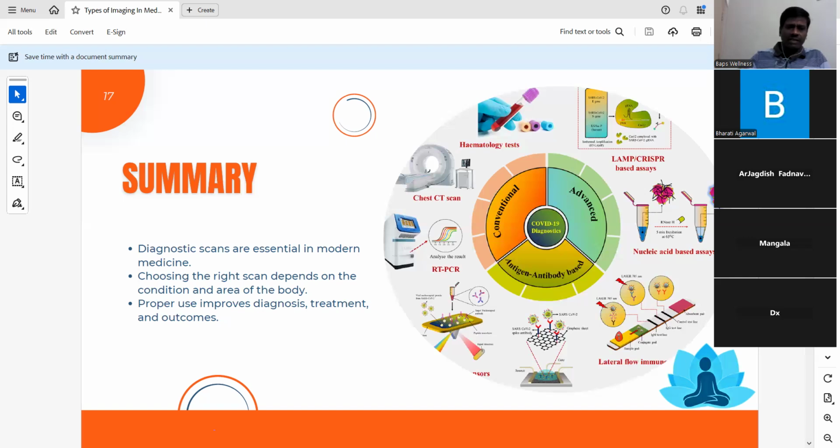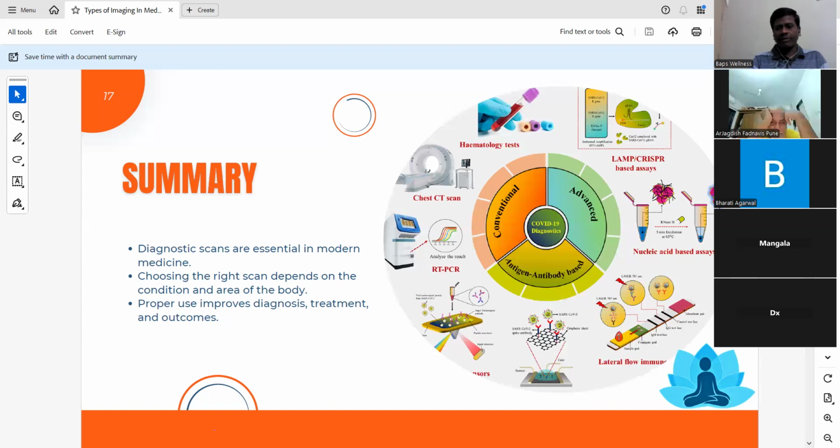PET scan uses a radioactive tracer to show how organs and tissues are functioning. It's a functional one, so highly used in cancer detection, brain function, heart disease and all. The functional images show the metabolism, and this is used along with CT or MRI.